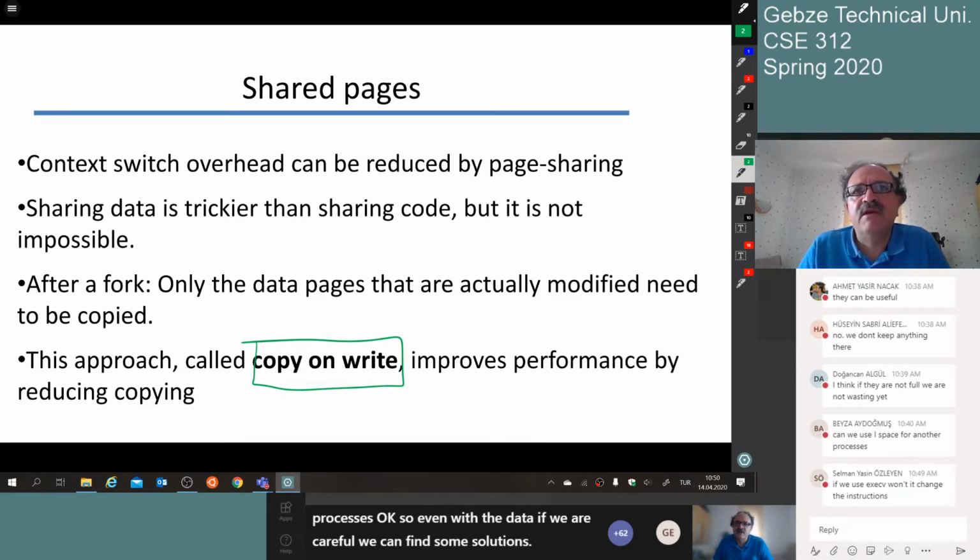Selman has a question: if you use execv, you want to change the instruction. Well, I am not talking about execv. I am talking about a fork. For execv, of course, everything changes. If you are changing your core image, of course, everything changes. There is no doubt about it.